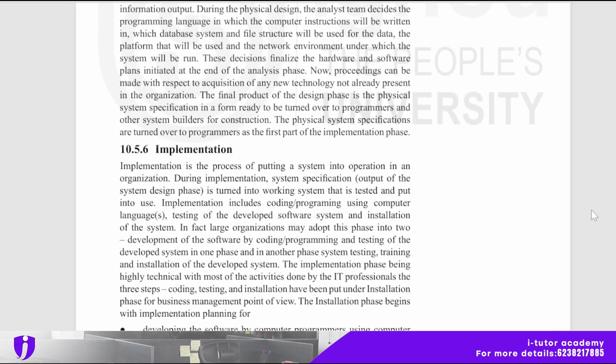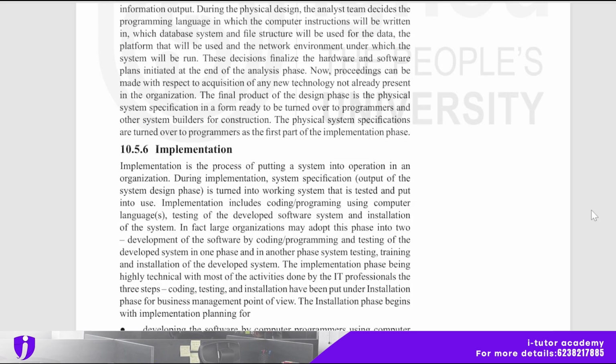Implementation is the process of putting a system into operation in an organization. During implementation, the system specification, that is the output of the system design phase, is turned into a working system that is tested and put into use. Implementation includes coding, programming using computer languages, testing of the developed software system and installation of the system.